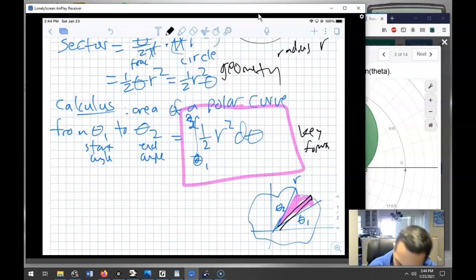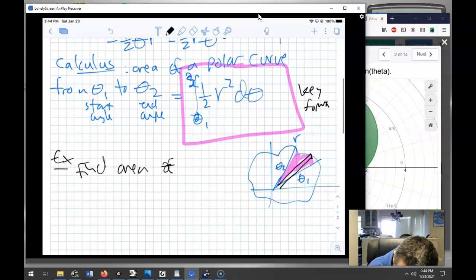Okay, let's do some sample problems. So let's find the area of the circle r equals 3.